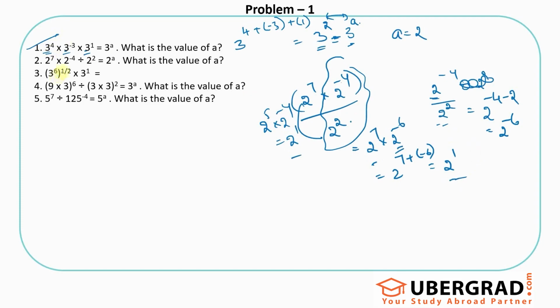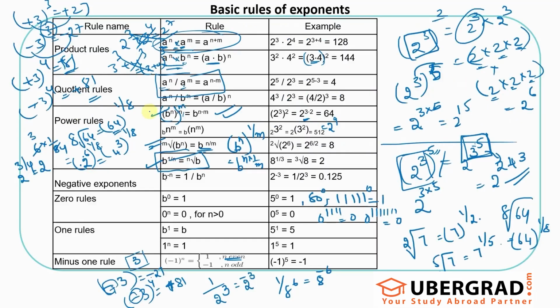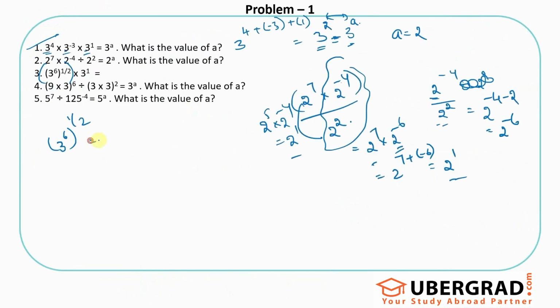Then 3 power 6 whole power 1 by 2 into 3 power 1. First deal with 3 power 6 whole power 1 by 2. This is the concept b power n whole power m is b power n into m. So this is 3 power 6 into 1 by 2, that is 3 power 3. Now this is 3 power 3 into 3 power 1. Bases are the same, so the powers must be added. That will be 3 power 3 plus 1, which is 3 power 4. That's the answer.